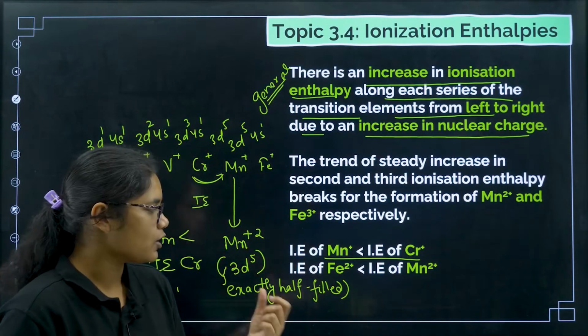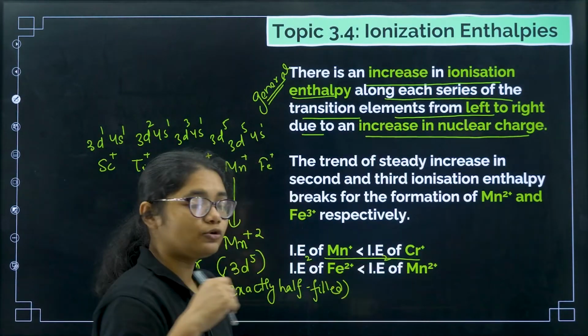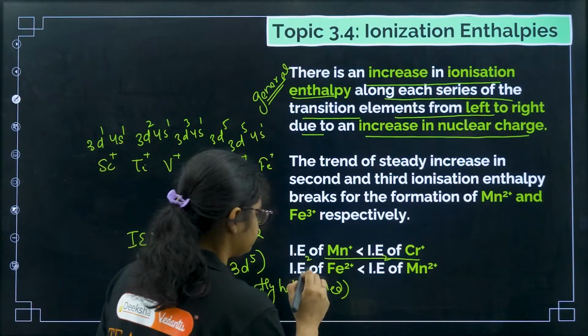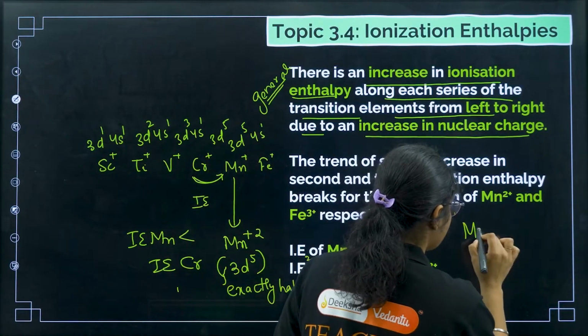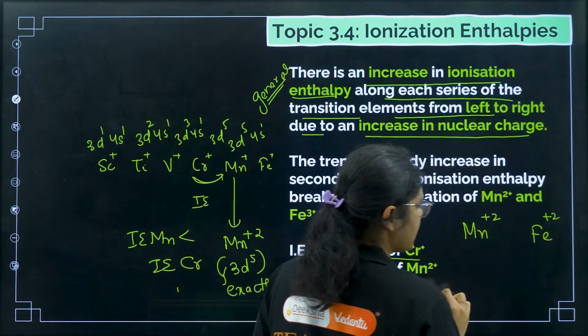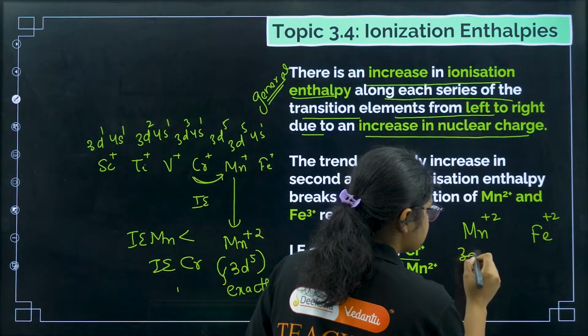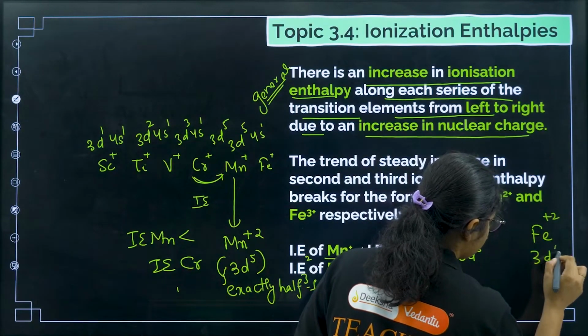Now this is for your second ionization enthalpy. When you talk about the third ionization enthalpy, we must be removing an electron from the 2+ state. So after manganese there is iron. The manganese configuration is 3d5 here and the Fe2+ configuration is 3d6 here.